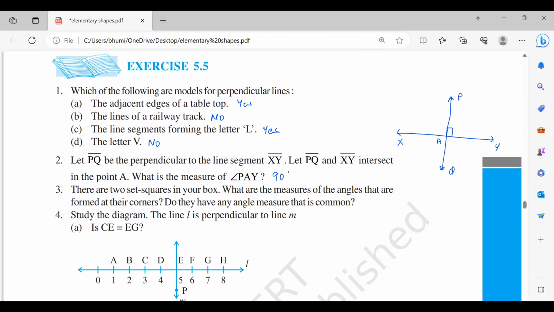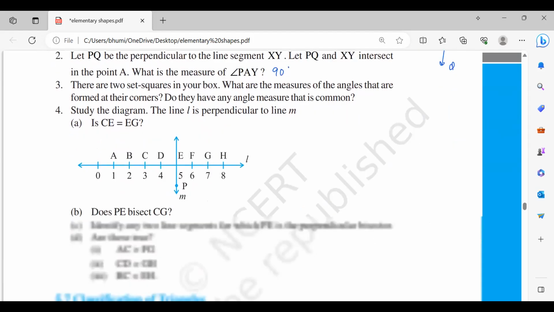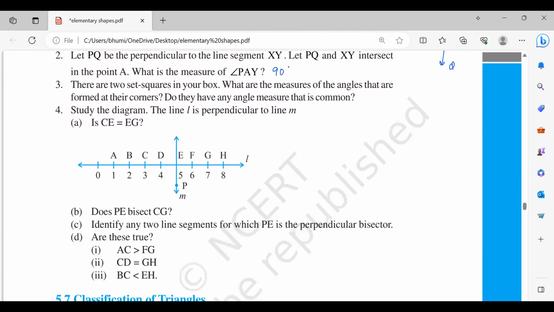Coming to the next question. There are two set squares in your boxes. What are the measures of the angles? One is 90 and one is acute. Study the diagram. The line L is perpendicular to the line M.